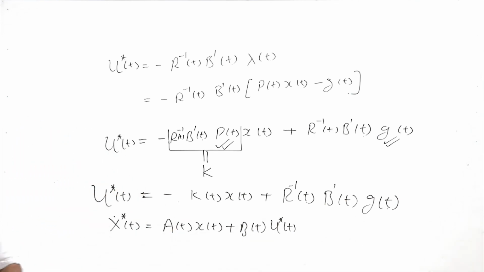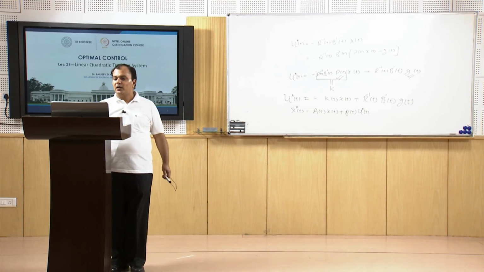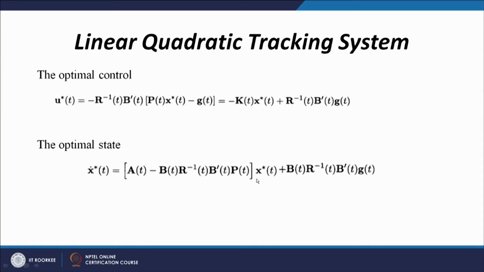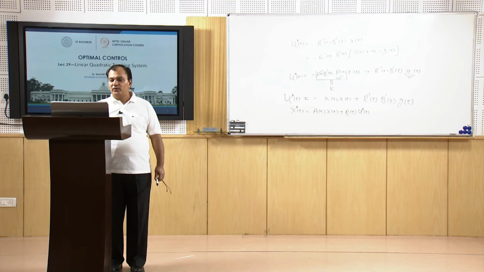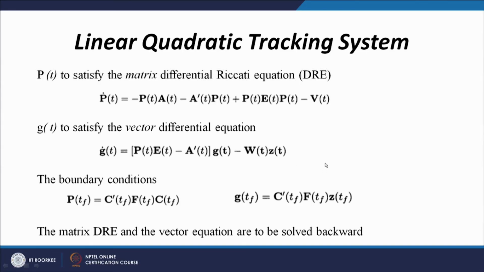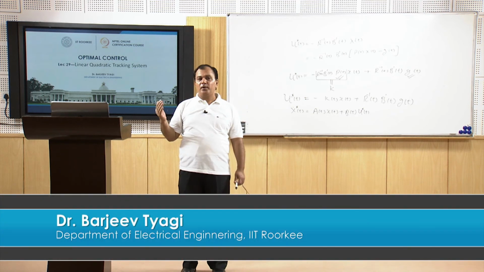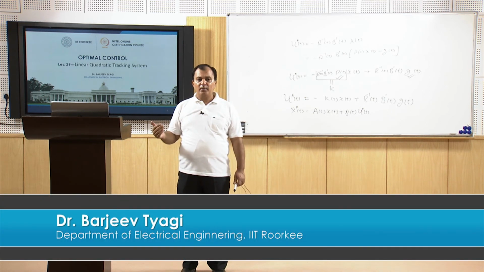So, with this state feedback I can get my closed loop system, which is given as x dot t equal to A minus B R inverse B prime P x of t plus B R inverse B prime g of t. So, once I solve this differential Riccati equation and this vector equation, I get the value of the P and g. If P and g are known to me, I can directly find my optimal control and the optimal states.